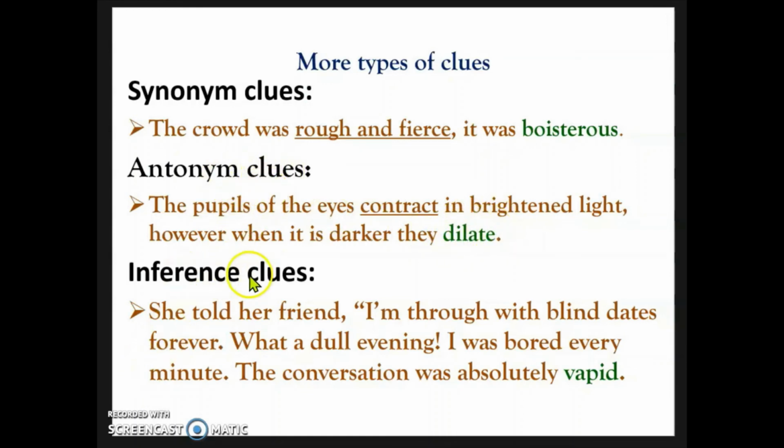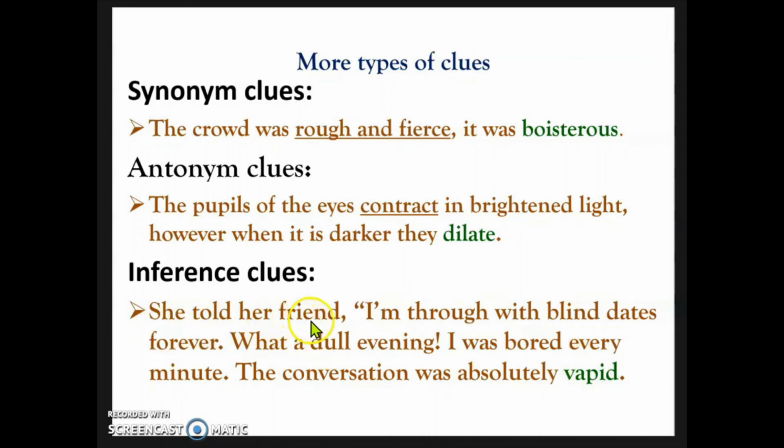Inference clues. In some contexts, sufficient clues might be available for the careful reader to make a good guess at the meaning of the unfamiliar word or concept. These types of clues are called inference clues. Let's read this sentence and see if we can find some such clues that will help us to understand the meaning of the word vapid.